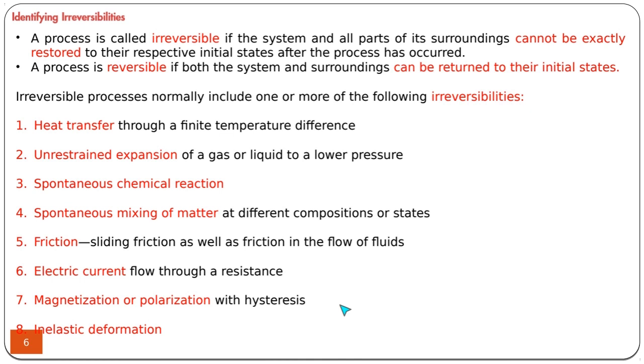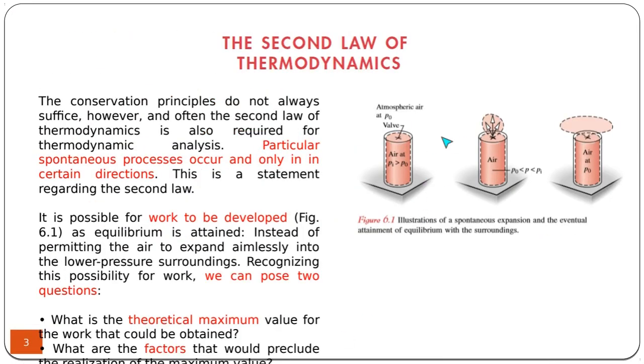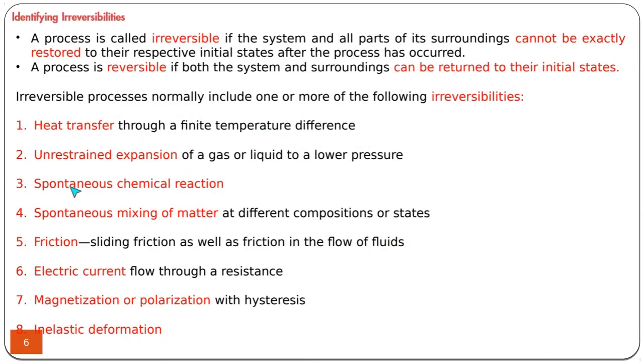But in real systems, there are always some kinds of irreversibilities. For instance, heat transfer through a finite temperature difference. So heat loss from a wall of a house is an irreversibility. Unrestrained expansion, such as the expansion shown in the figure here. So this is just an unrestrained expansion. By having such an unrestrained expansion, some of the work capability is just lost.